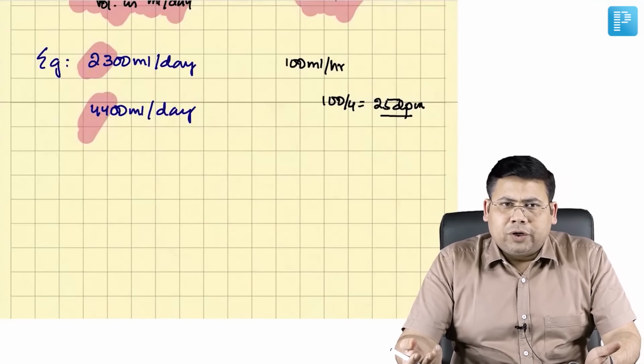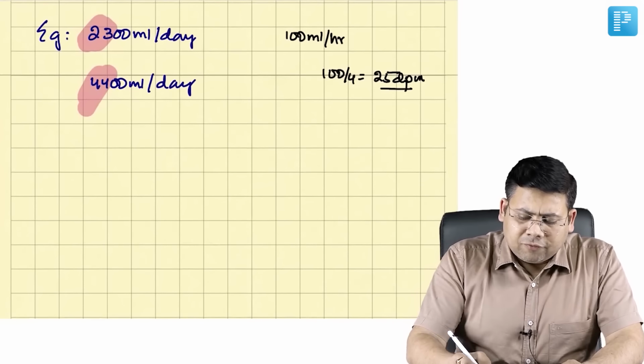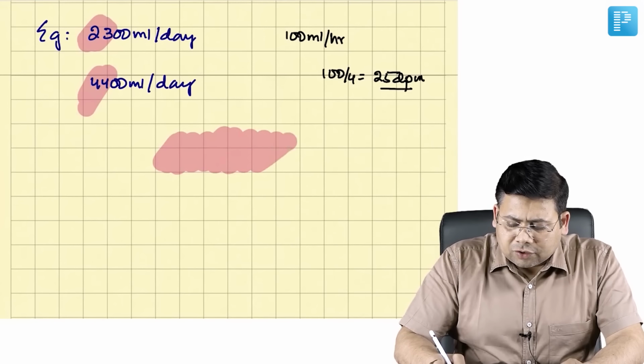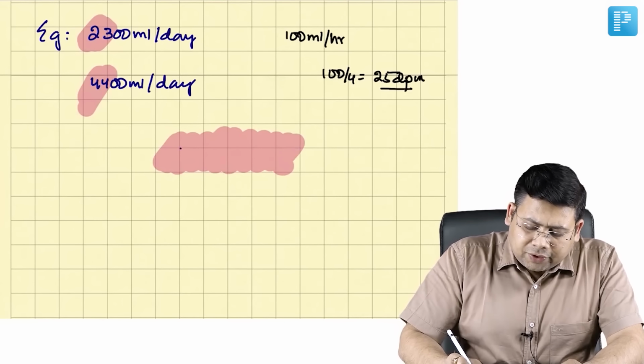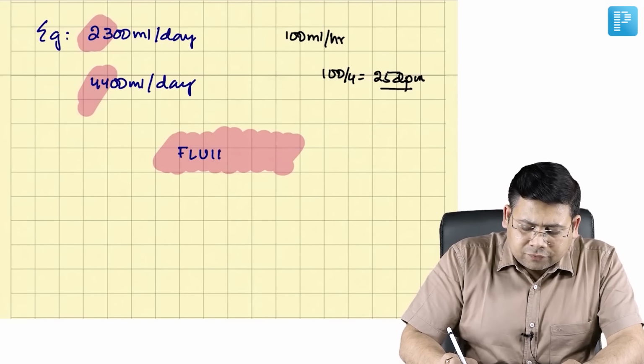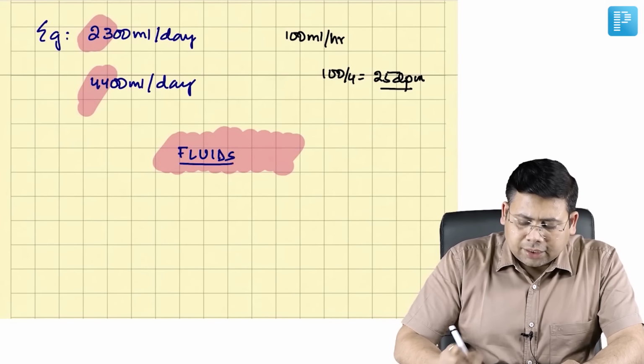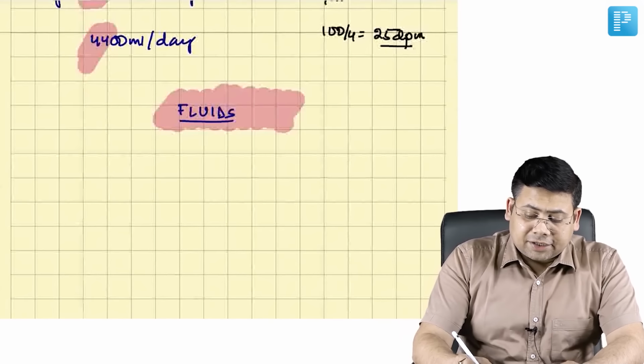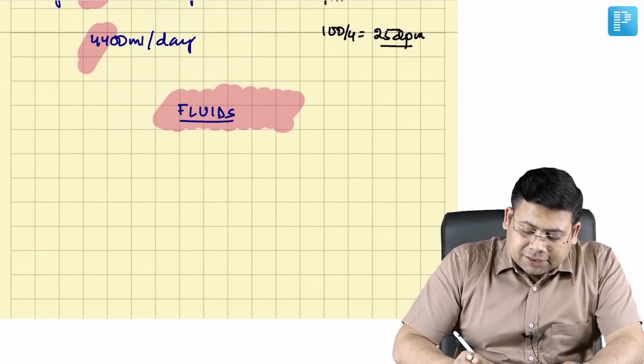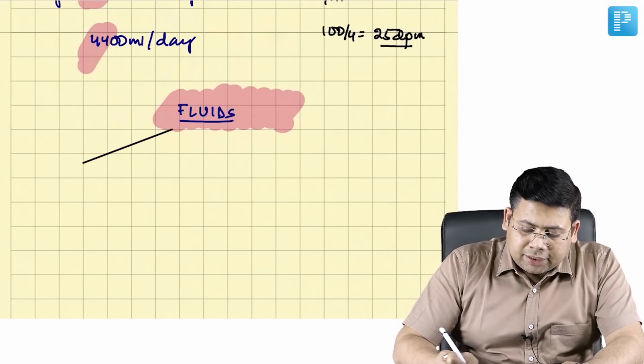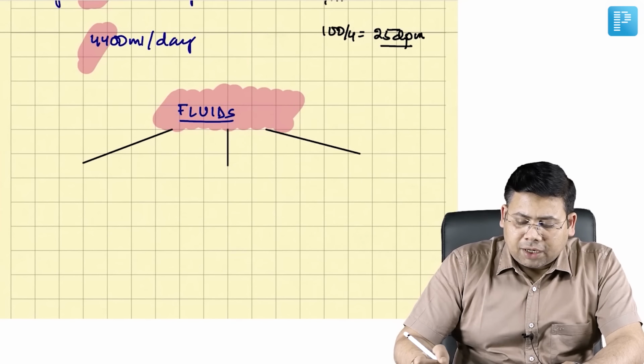Next is the choice of fluid. This is again very important, students. The choice of the fluids. There are three types of fluids that we have, three basic categories of fluids. The first is crystalloid, another one is colloid, and the third is blood and blood products.